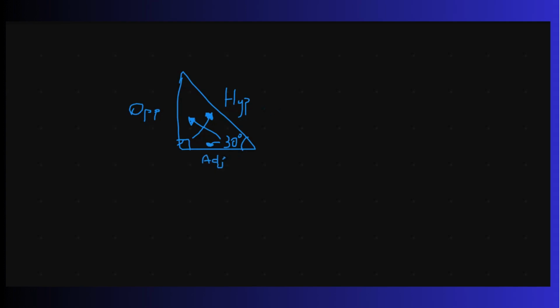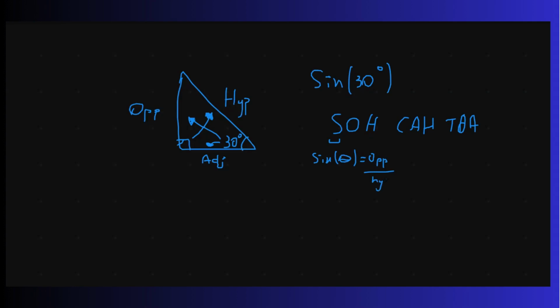So if we want to find, let's say, the sine of this 30-degree right triangle, what we need to do is we can use something called SOH CAH TOA. So what this means is that the sine of theta will be equal to the opposite over the hypotenuse.